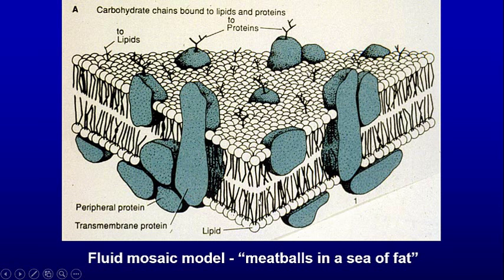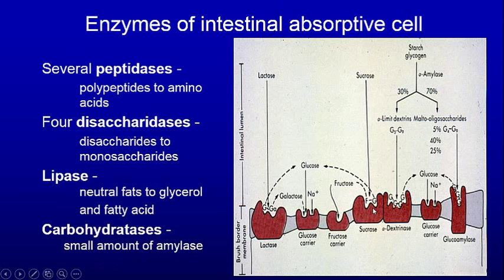So the fluid mosaic model, a drawing of what the membrane is like, is a phospholipid bilayer, as you see there. Proteins project through, carbohydrates on the surface. Some are transmembrane proteins, some are peripheral proteins, some are integral proteins, inside or outside the cell.